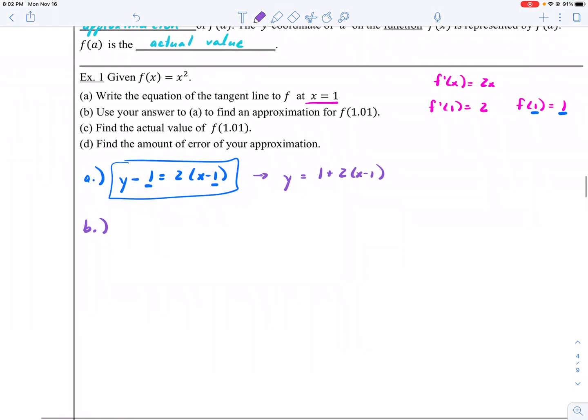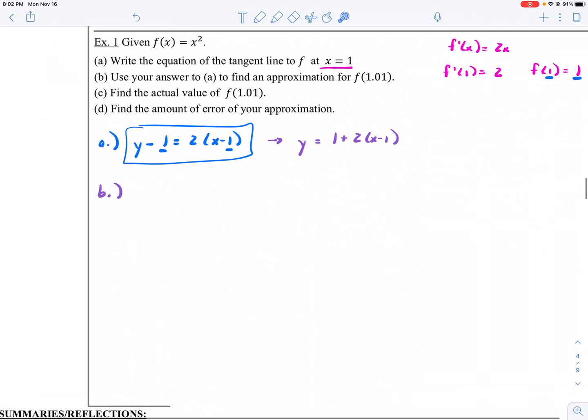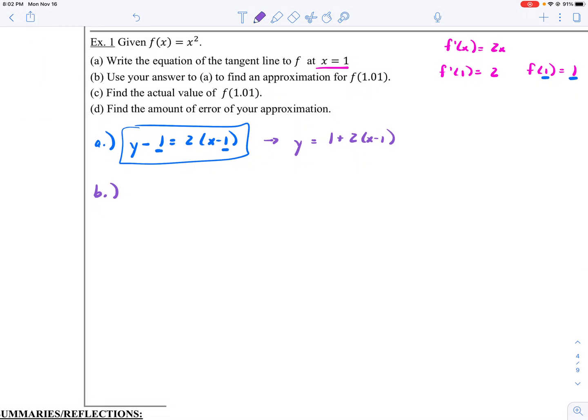And remember, I'm going to use this tangent line to approximate the value of f at 1.01, which is very close to that tangent line. So going back to this picture, I'm really, really close to that one specific spot where we would be touching the function and the tangent line would be the same. So I'm close enough that the tangent line is going to be a really good approximation. We do need to indicate that it's an approximation.